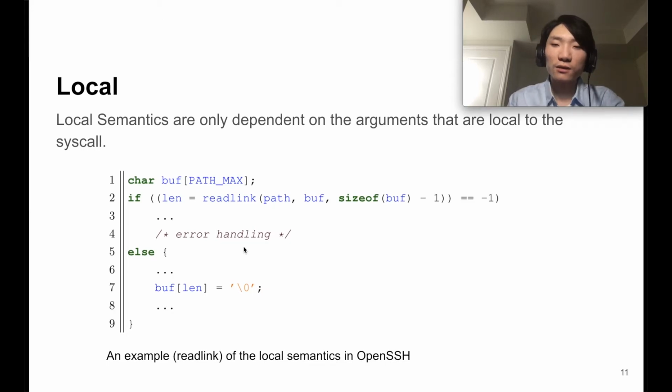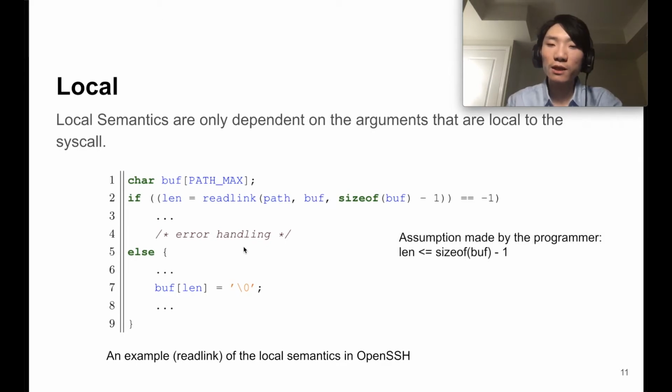Local semantics are only dependent on the arguments that are local to the syscall. For example, the returned number of bytes processed needs to be less than or equal to the specified buffer length given as an argument. Readlink, read, and recvmsg are such syscalls. And this is the same example I explained before.